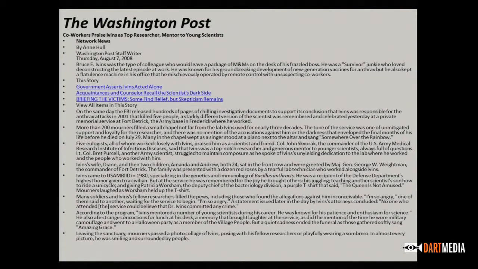On the same day that the service happened, the FBI released hundreds of pages of chilling investigative documents to support its conclusion that Ivins was responsible for the anthrax attacks of 2001 that killed 5 people, a starkly different version of the scientist that was remembered and celebrated yesterday at a private memorial service at Fort Detrick, the Army base in Frederick where he worked.